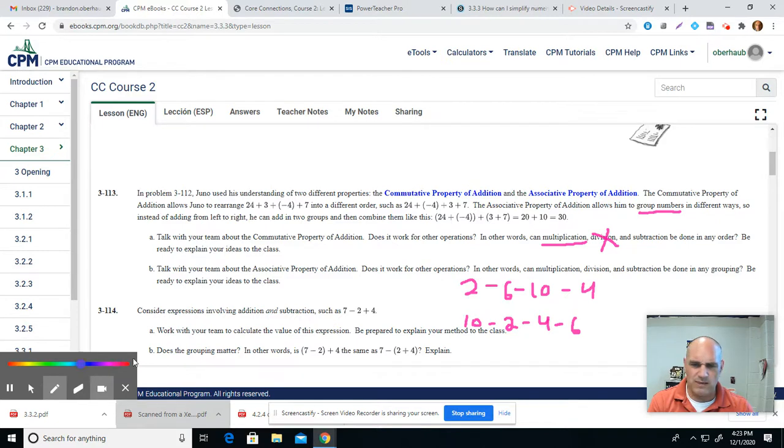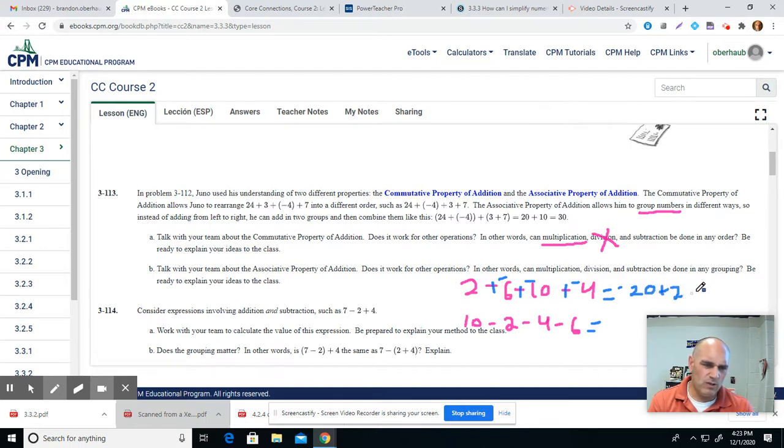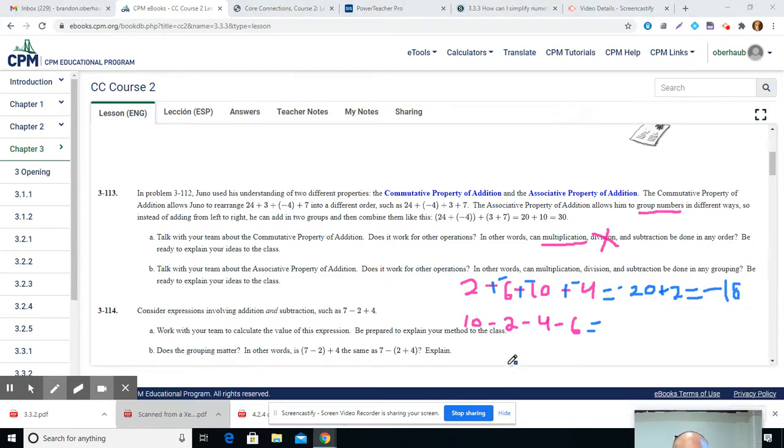So let's see if we get the same answers or not. First thing I'm going to do is change my sign. So plus negative 6. This becomes a plus negative 10, and this becomes plus negative 4. So I'm going to add up all my negatives first. This gives me negative 16, negative 4 is negative 20, and then I have a positive 2, which is going to give me a negative 18 if I do it this way. Now I switched them around, so let's see what we get.